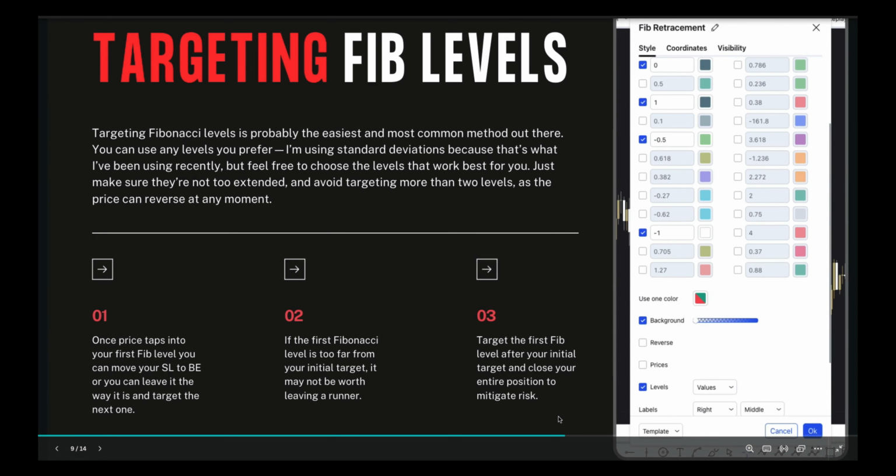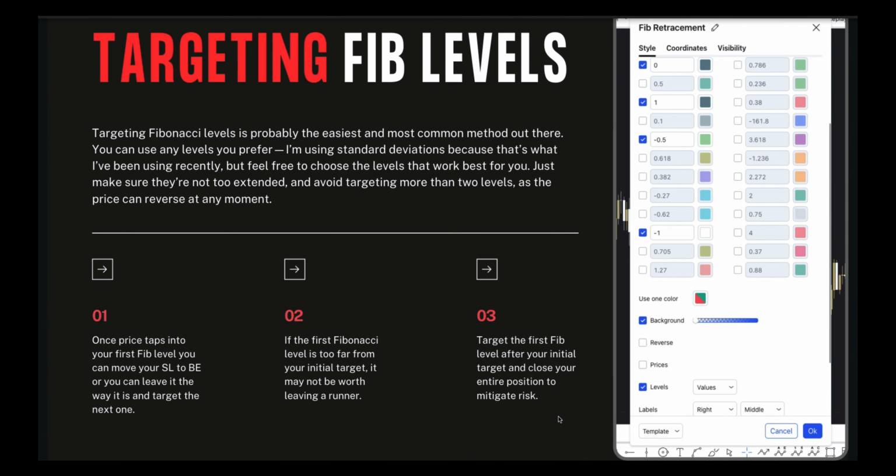Alright, so targeting fib levels. Targeting Fibonacci levels is probably the easiest and most common method out there. You can use any levels you prefer. I'm using standard deviations because that's what I've been using recently, but feel free to choose the levels that work best for you. Just make sure they're not too extended and avoid targeting more than 2 levels, as price can reverse at any moment. What I mean, guys, by having your levels too extended is physically seeing that your next or first fib level target is super far out on the chart. But I'll show you in a bit what I mean by that.